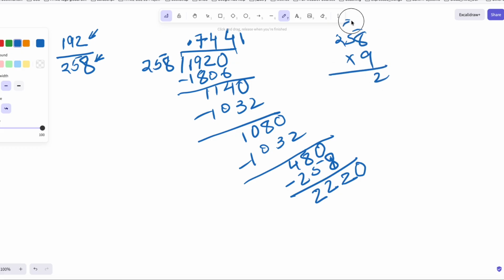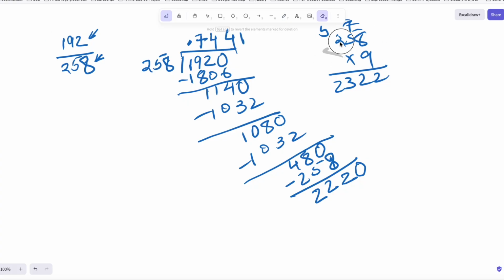72. 2 here, 7. 5 plus 7 is 52. 5 here is 23. So this is 9. 9 is too much. What I meant to do was multiply 258 times 8.